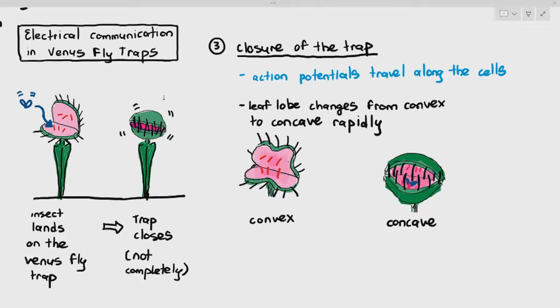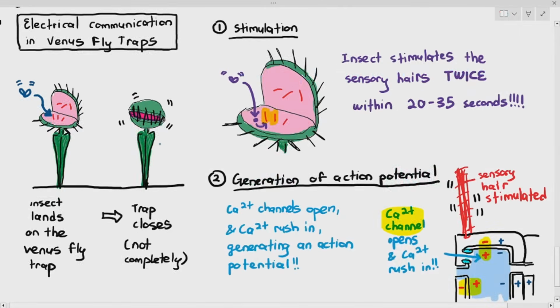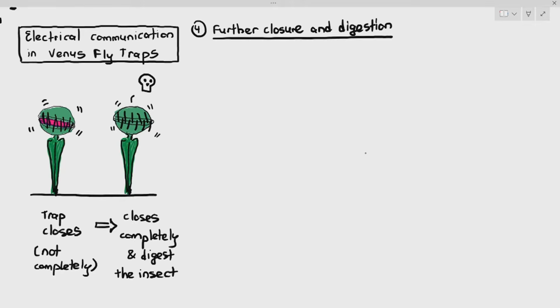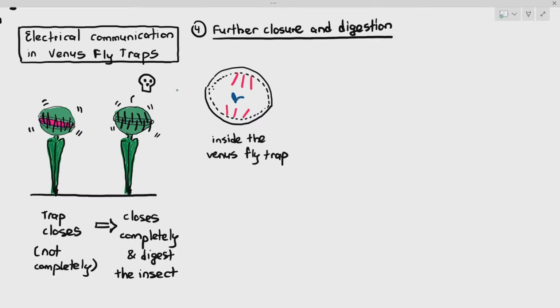So this is the first two stages, where the insect stimulates the specialized leaf or the trap, and it causes the trap to close, not completely at first. Now, this is where we see stage 2 to stage 3, where the trap closes not completely, to the trap closes completely and digests the insects. Further closure and digestion. So what I'm drawing is the trap inside the trap right now, and you can see the insect within the trap.